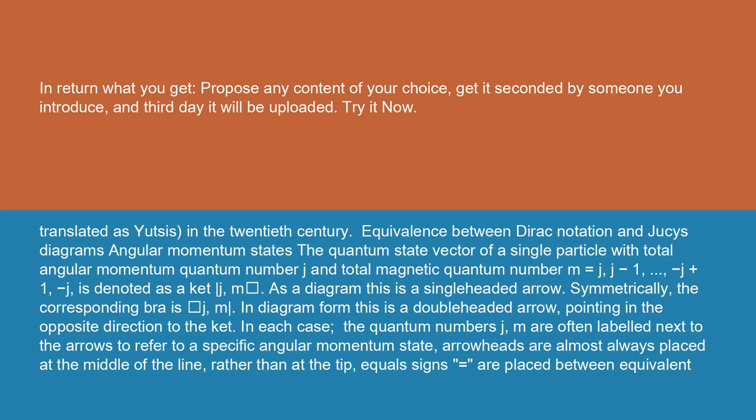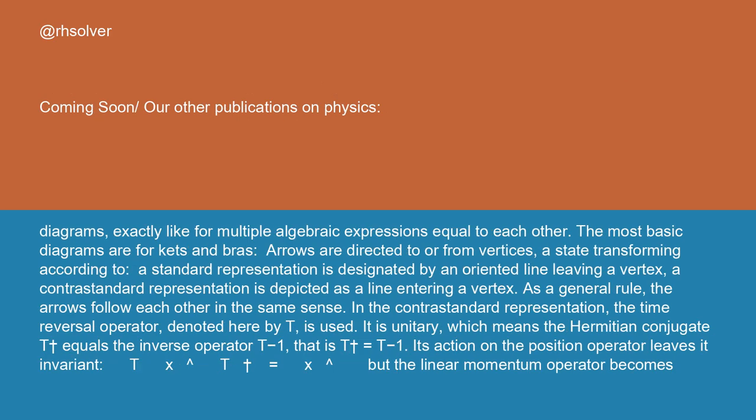In each case, the quantum numbers j, m are often labeled next to the arrows to refer to a specific angular momentum state. Arrowheads are almost always placed at the middle of the line, rather than at the tip. Equal signs are placed between equivalent diagrams, exactly like for multiple algebraic expressions equal to each other. The most basic diagrams are for kets and bras. Arrows are directed to or from vertices, a state transforming according to a standard representation is designated by an oriented line leaving a vertex. A contrastandard representation is depicted as a line entering a vertex.